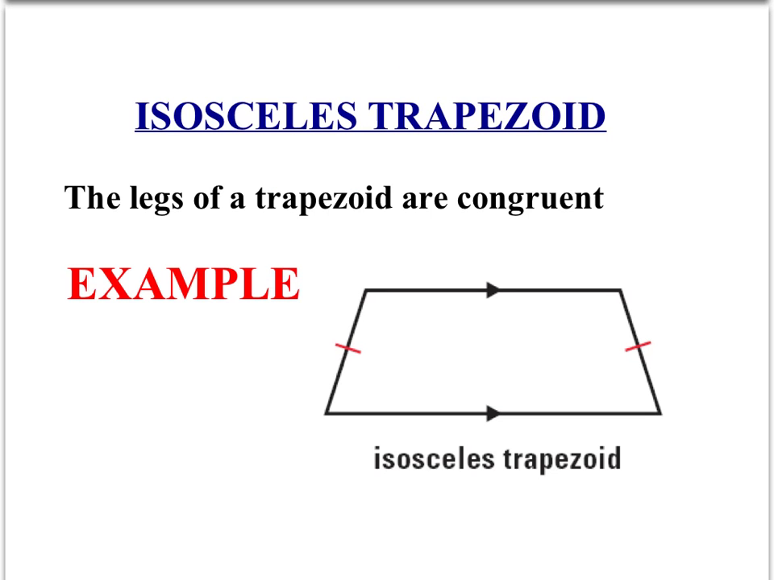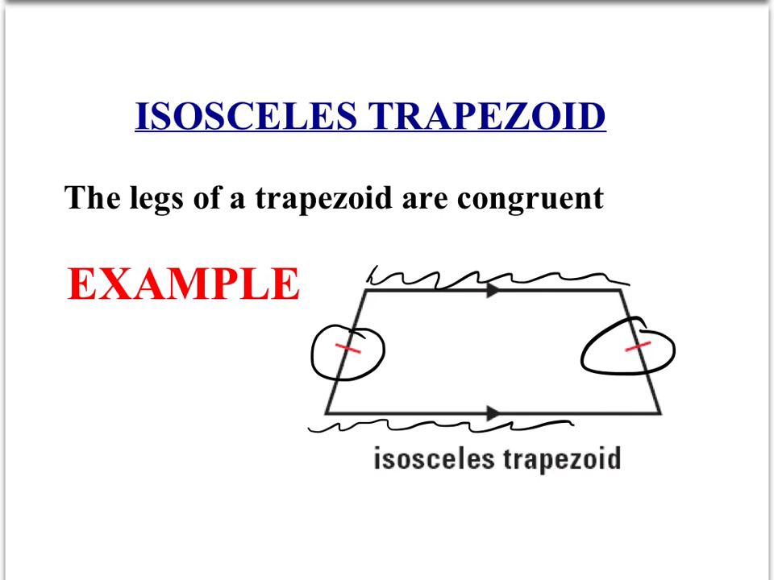An isosceles trapezoid is any trapezoid that has legs that are congruent. So we see here that these two legs are congruent. We know that this side and this side aren't the legs, that these are the bases and these are the legs.